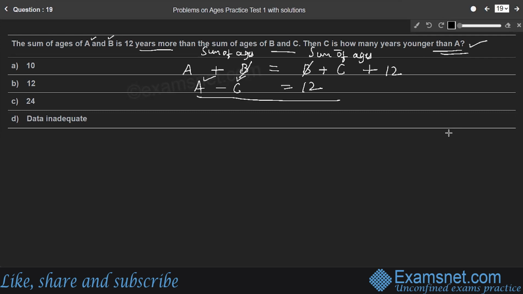So here C is the younger one, right? So C is how many years younger than A? C is 12 years younger than A. So that means A's age minus C's age is 12, right? Therefore, C is the younger one, younger than A. So how many years is she younger than A? 12 years younger than A, right? Therefore, C is 12 years younger. Option B is the right answer.